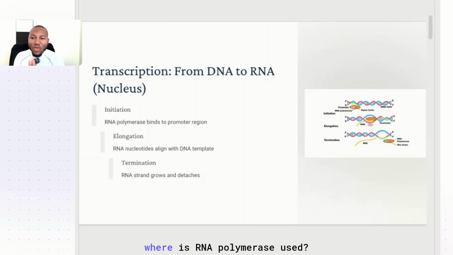And then we ask you, where is RNA polymerase used? It is used in the initiation part of transcription. But where is DNA polymerase used? It is used for what? Replication. You need to understand these concepts, all right?